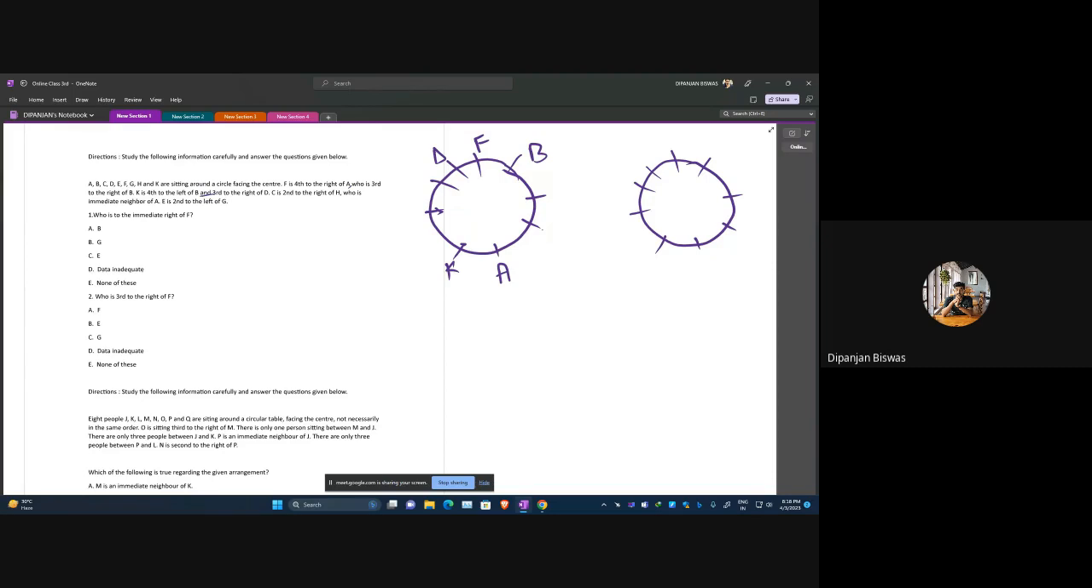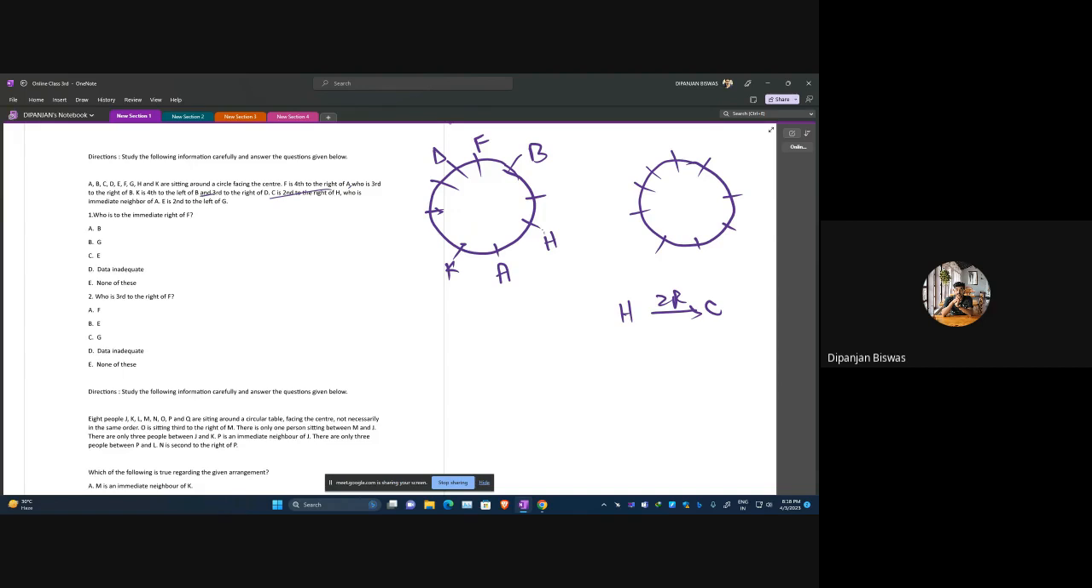C is 2nd to the right of H. We don't have C or H in this seating arrangement yet, so we are just drawing it like this. H, who is an immediate neighbor of A. A has 2 immediate neighbors, but one is already filled. So H should come right here. Sorry, C is 2nd to the right of H. I think we have a problem here. C is 2nd to the right of H, who is an immediate neighbor of A, but the 2nd to the right position of H is already filled.